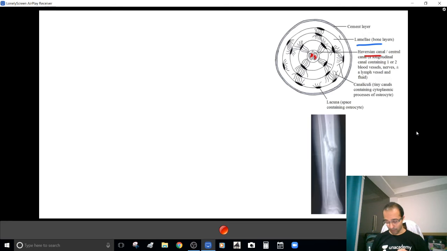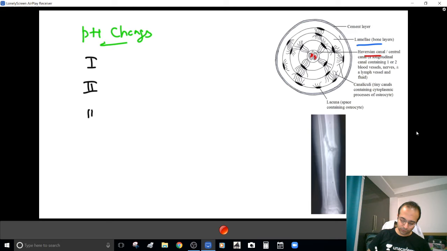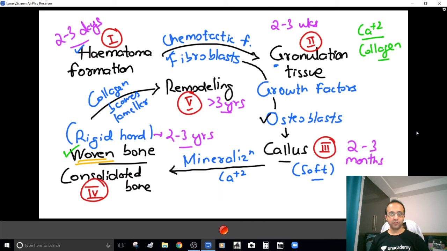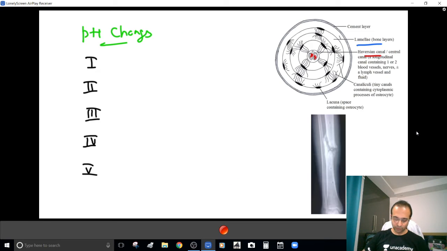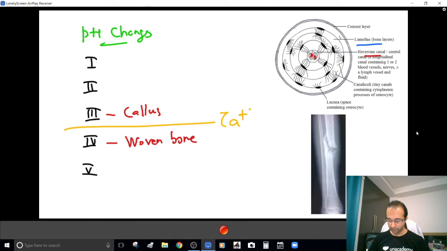Yes, I must also tell you a little bit about the pH changes during the healing process. So you have 5 stages: 1, 2, 3, 4, 5, as I've just told you. And as I've just told you, the third stage would be callus, and then calcium deposits in callus, and you go to fourth stage, woven bone. So this is the third stage, callus, and this is the fourth stage, woven bone, and you have calcium depositing here.